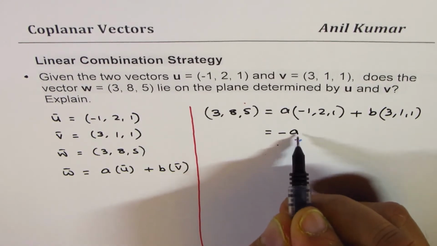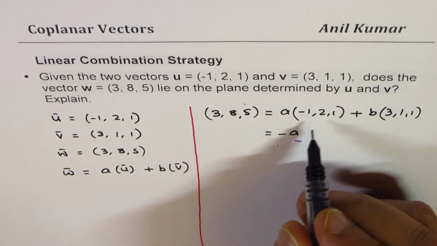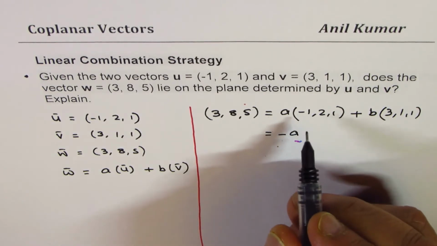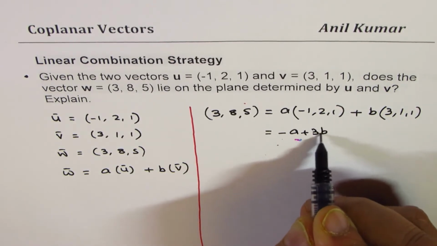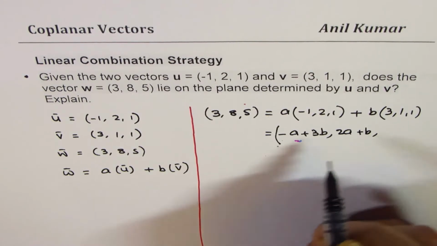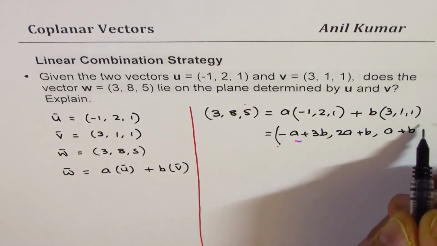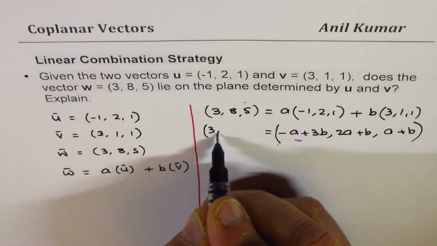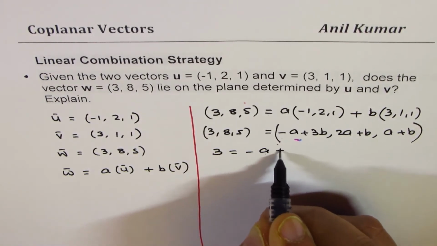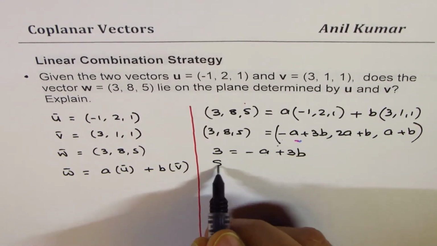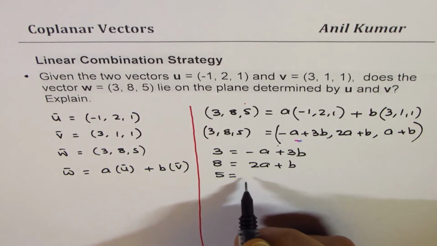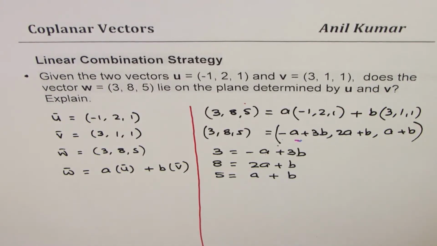So that gives us minus A. Let me do it in two steps. Minus A plus 3B, that is the i value. Then we have 2A plus B, and then we have A plus B. So these are the three things. That should be equal to (3, 8, 5). So 3 is equal to minus A plus 3B, and 8 is equal to 2A plus B. So we get three equations. 5 is equal to A plus B. We can solve these equations and get our answer.